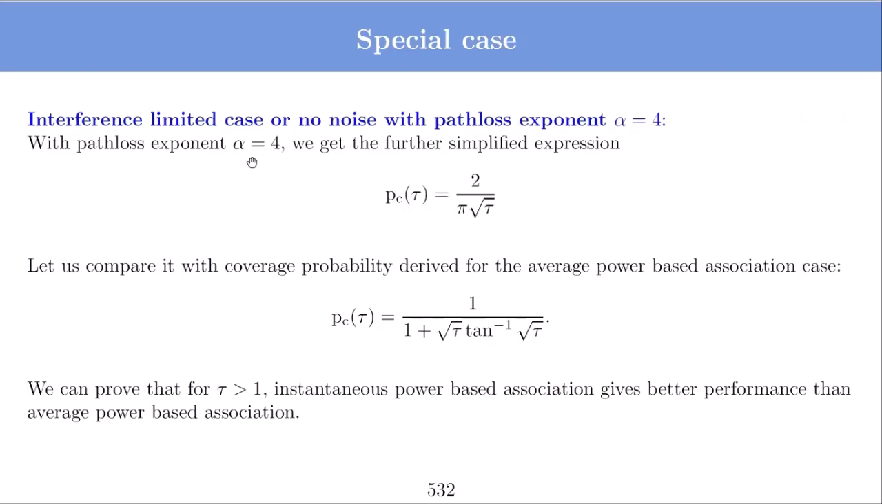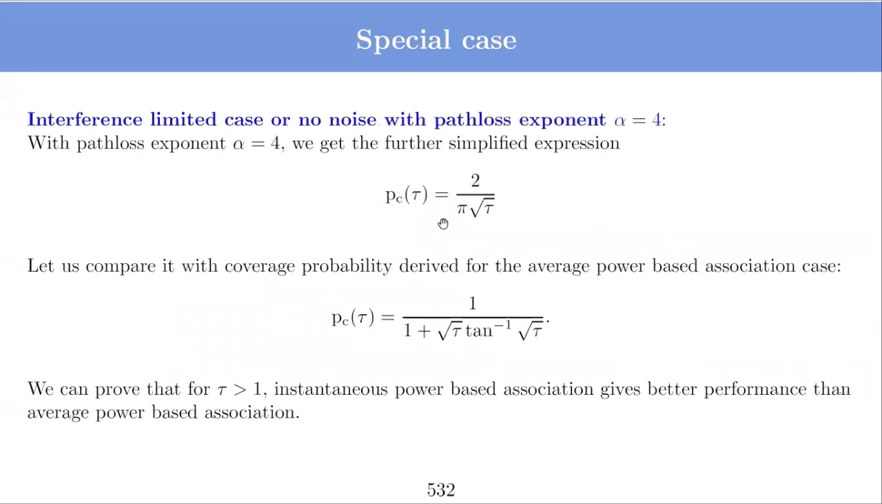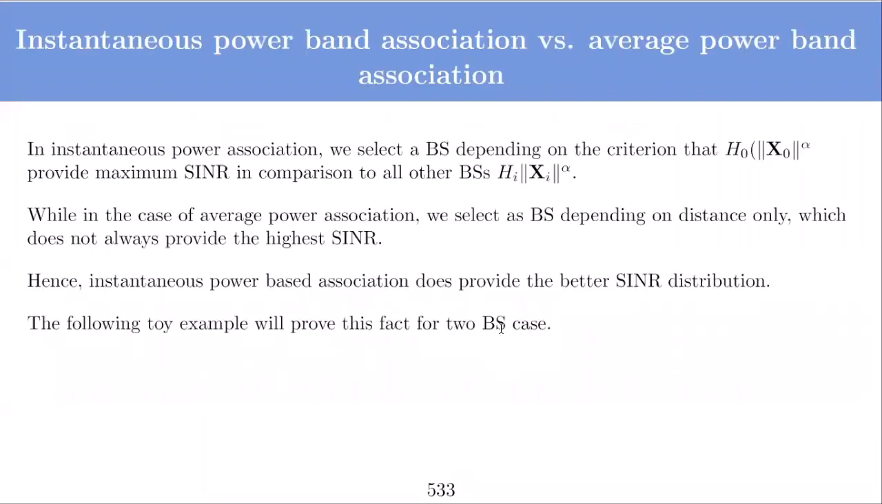Also, when the path loss exponent is alpha equal to 4 and there is no noise, then you can further solve it to get 2 pi by root tau. Okay, and if you compare it with the coverage probability derived for the average power association, you get this term. Okay, and you can show that this coverage probability is more than the coverage probability in the average power based case.